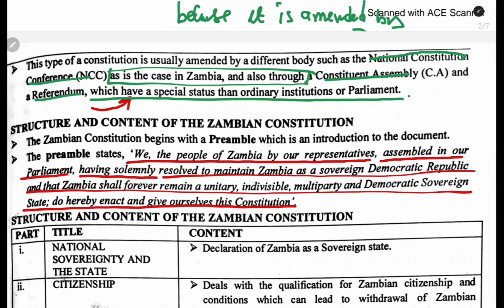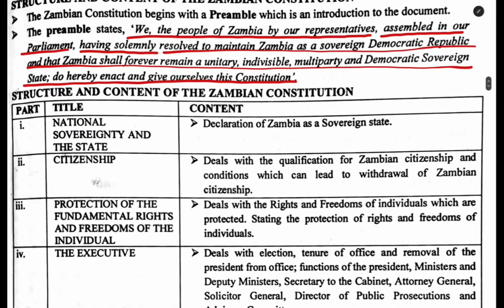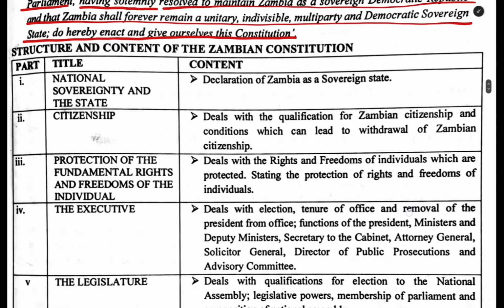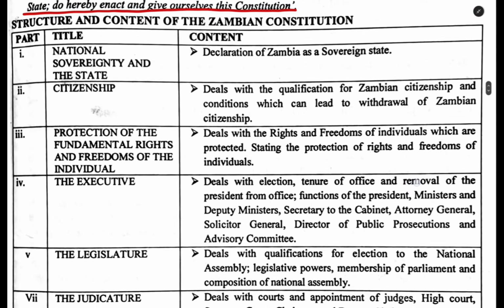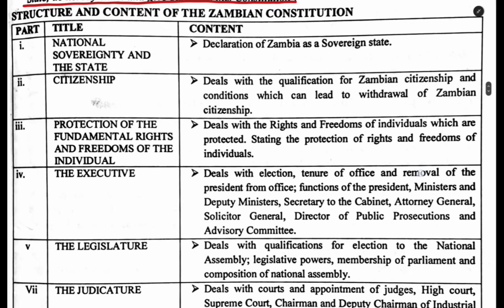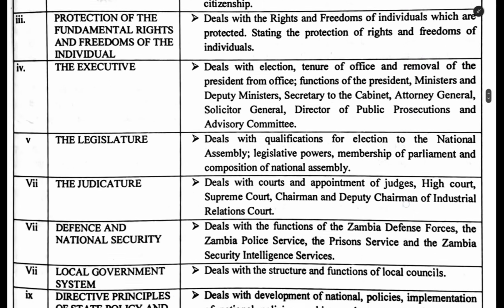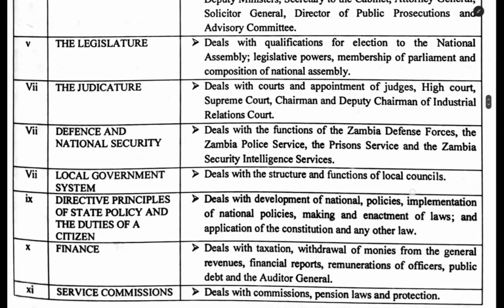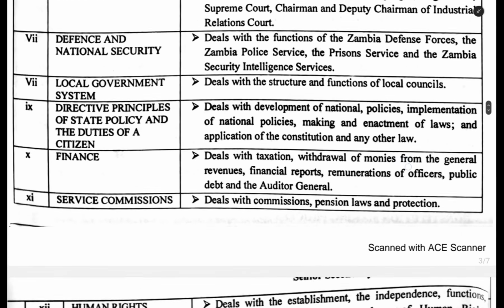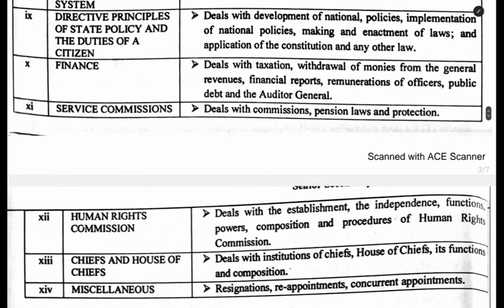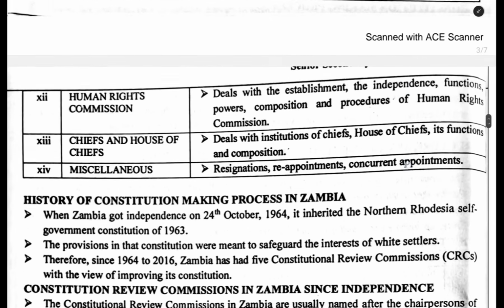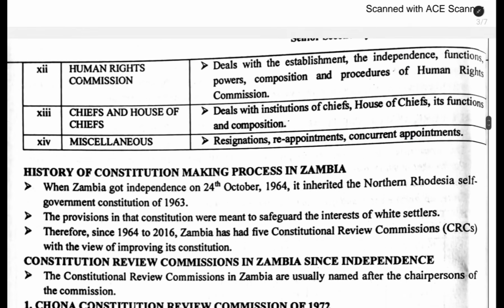Then when you go to the structure and the content, though this is the old one that I'm using, you should be able to know the content and the structure. And of course, this one I'll leave up to you. So I'm scrolling slowly so that when you reach this part, you can just stop it and read everything, then move to the next part, until you are done. So this is the content of the Zambian constitution, content and structure. You should know this table very well.